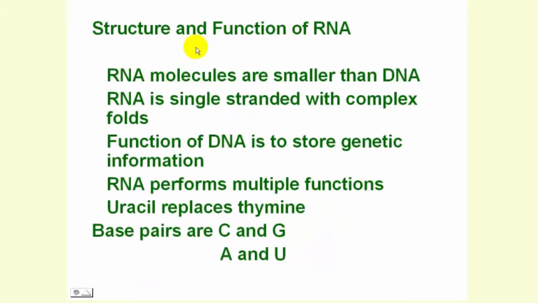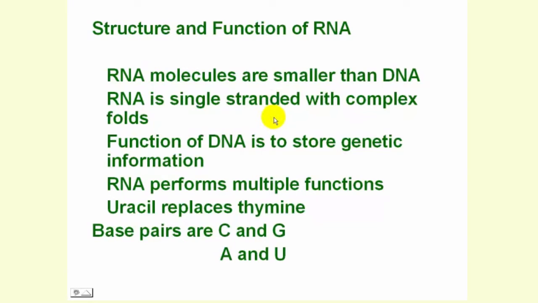Let's talk a little bit about the structure and function of RNA. RNA molecules are smaller than DNA molecules. They're structurally similar. Both are sugar phosphate polymers and both have heterocyclic bases attached, but there are some differences. They differ in composition. The sugar in RNA is ribose, and in DNA it's deoxyribose. And remember, uracil, the base, is present in RNA instead of thymine, which is present in DNA.